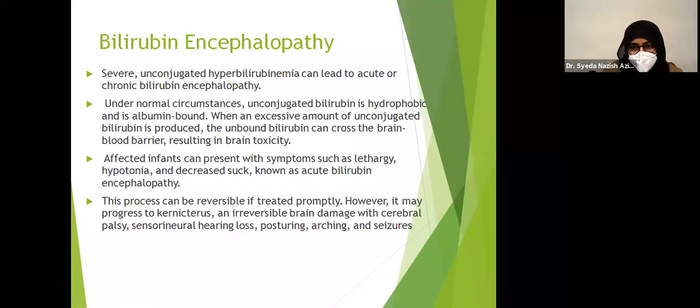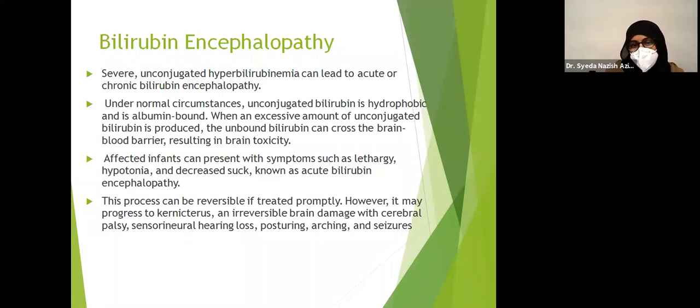Before I move on to the second category of pathologic jaundice, which is the direct jaundice, I would like to discuss briefly bilirubin encephalopathy, which is a well-known complication of indirect or unconjugated hyperbilirubinemia. Anytime there is severe unconjugated hyperbilirubinemia, there is a chance that the neonate can have acute or chronic bilirubin encephalopathy.